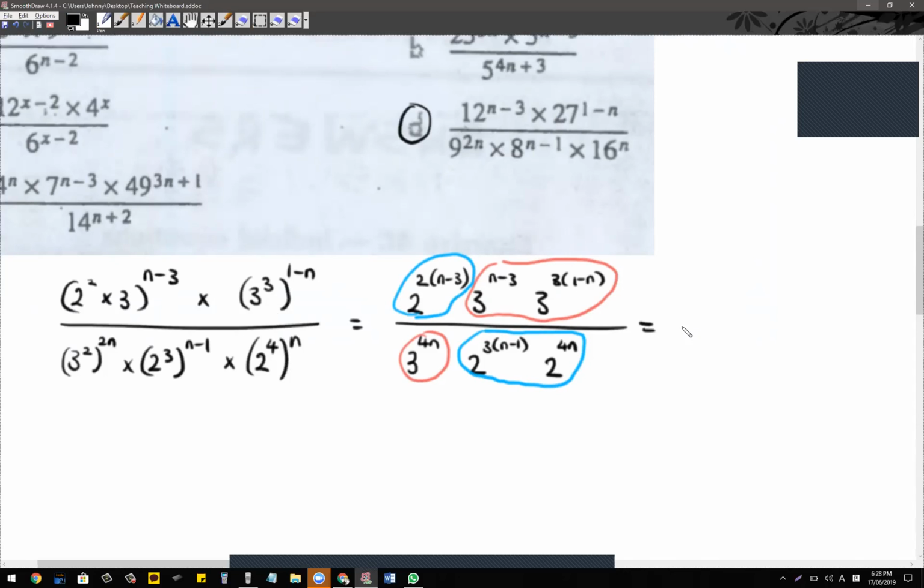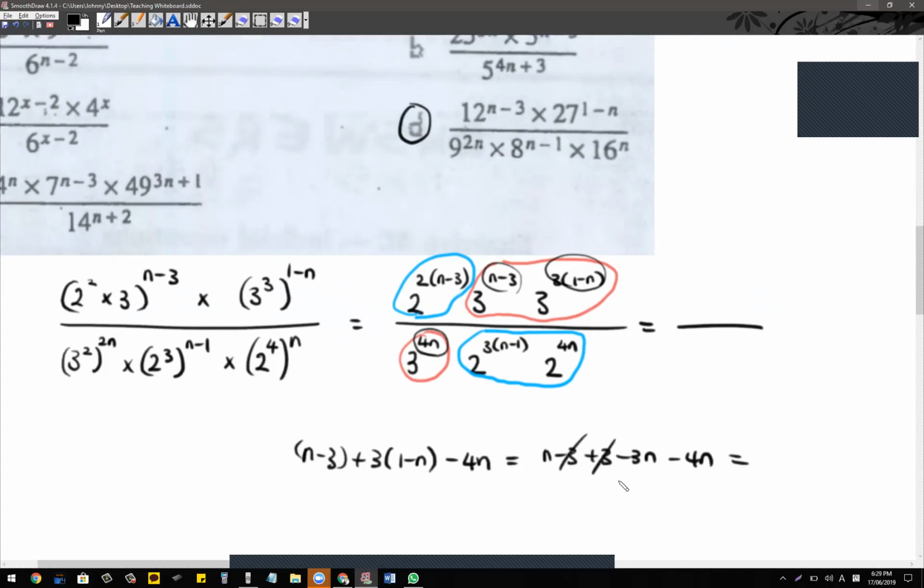So let's deal with the 3's first. So this is basically n minus 3 plus 3, 1 minus n. So add these two and then subtract 4n. We don't know what they are, so we just have to add these two because they're on the numerator. This is on the denominator, so subtract. So this gives us n minus 3 plus 3 minus 3n minus 4n.